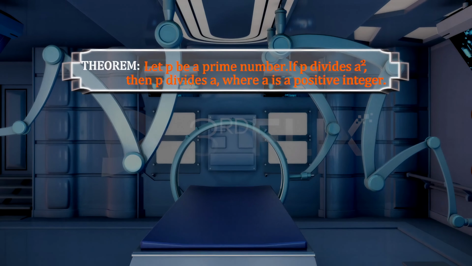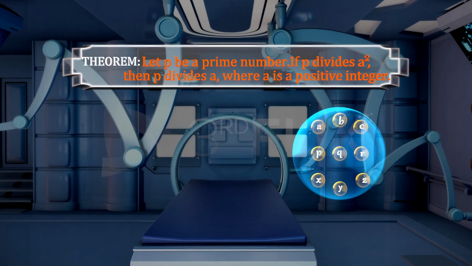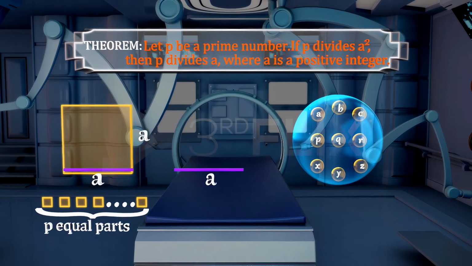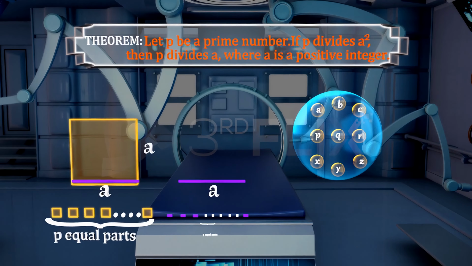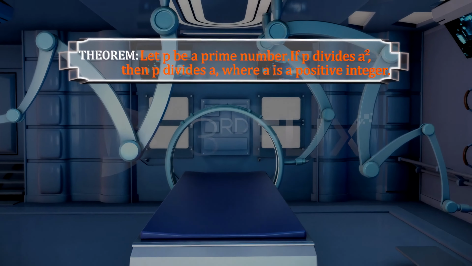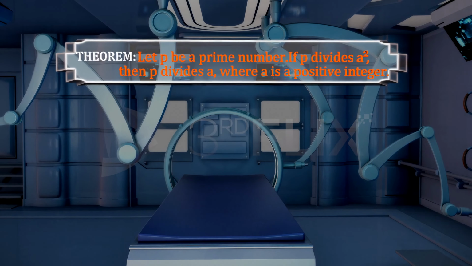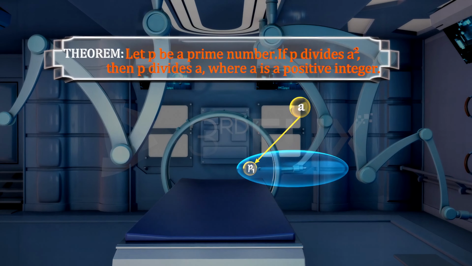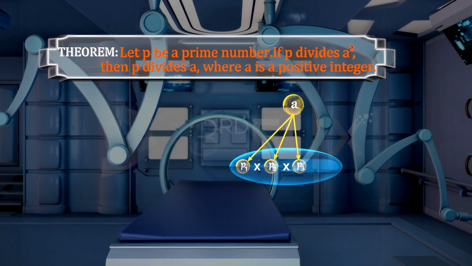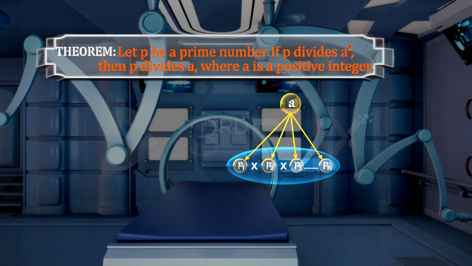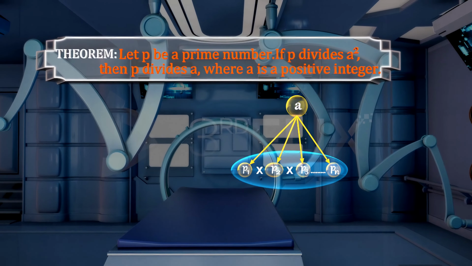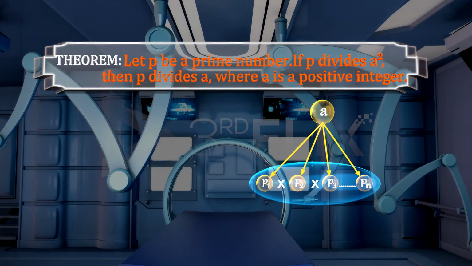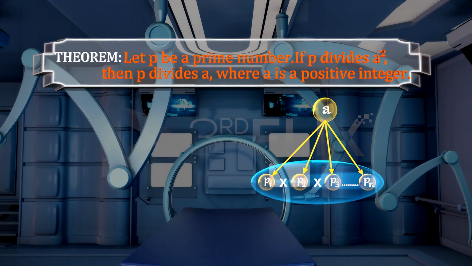Theorem. Let p be a prime number. If p divides a square, then p divides a, where a is a positive integer. Proof. Using fundamental theorem of arithmetic, we can write a is equal to p1 into p2 into p3 and so on until pn, where p1, p2, p3, so on, pn are primes not necessarily distinct.